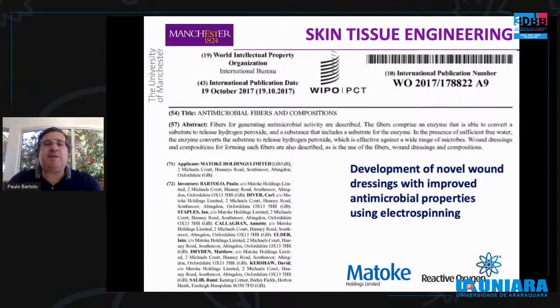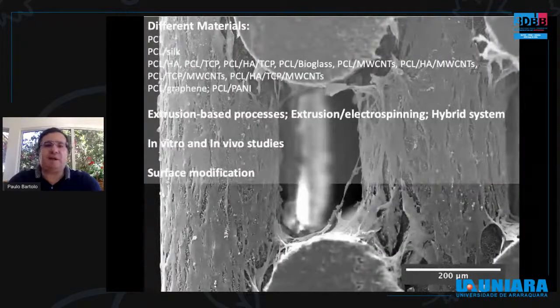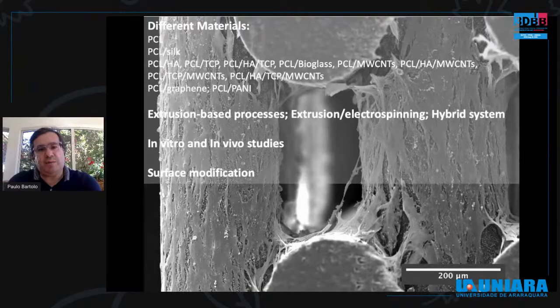Now, in terms of the scaffold-based approach, bone is probably the best example of our work. Here we are exploring different materials, also different technologies, mainly extrusion-based and screw extrusion-based additive manufacturing, but also hybrid systems combining extrusion and electrospinning, investigating the performance of these scaffolds, both in vitro and in vivo, and also trying to develop surface modification approaches to improve the properties of the produced scaffolds.